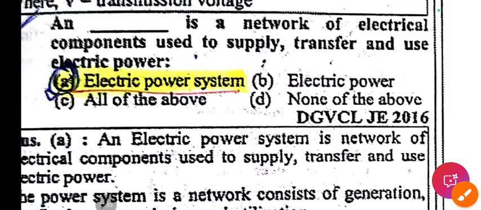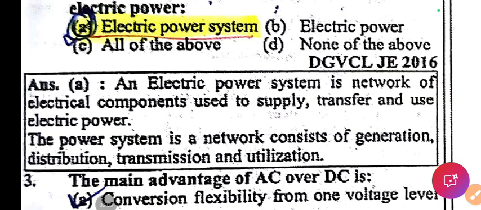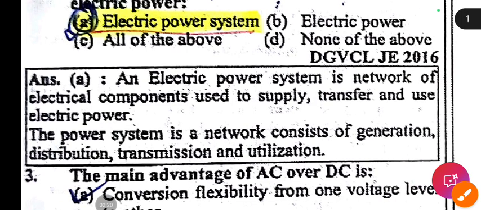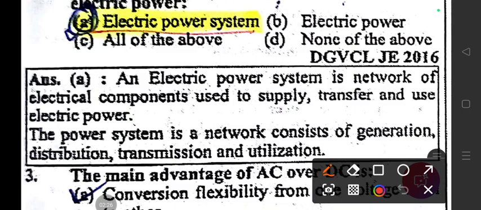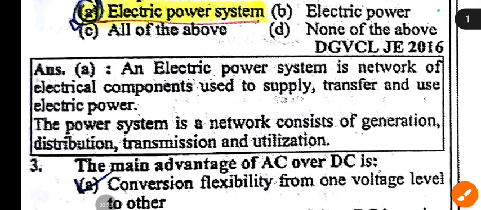So an electrical power system is a network of electrical components used to supply, transfer and use electrical power. The power system is a network consisting of generation, transmission, distribution and utilization. Generation includes various types of generating stations like thermal power plants, nuclear power plants, conventional and non-conventional power plants. Then the transmission system, primary transmission and secondary transmission, and the primary distribution and secondary distribution system. I already discussed primary and secondary transmission in a previous lecture.